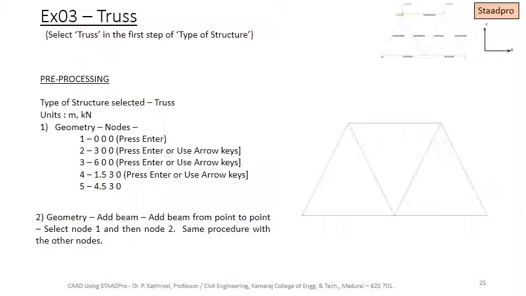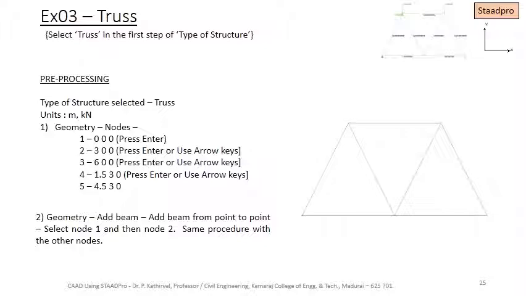So the third exercise is a truss. Here structural steel material is used for the members. The most important thing is in the type of structure, truss has to be selected, only then all the joints will be pin jointed, the moments will be released. And the units is in kilonewton meters. Other than that, the modeling steps are similar.